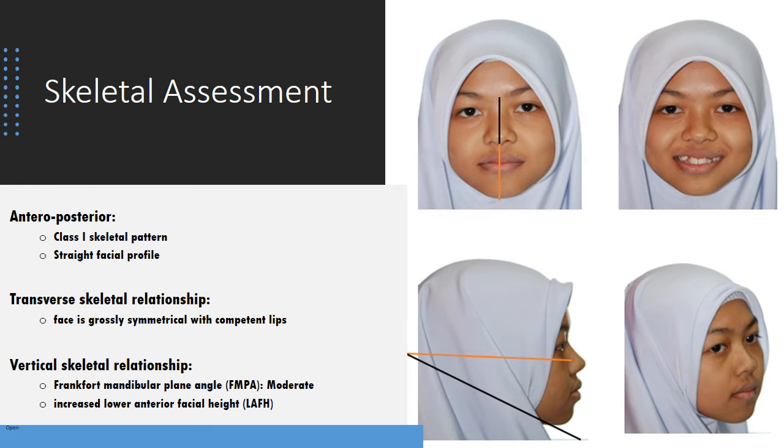Next, skeletal assessment. Skeletal assessment is divided into three parts, which is antero-posterior, transverse skeletal relationship and vertical skeletal relationship. For antero-posterior, the patient has class 1 skeletal pattern, straight facial profile. For transverse skeletal relationship, the patient's face is grossly symmetrical with competent lip. For vertical skeletal relationship, Frankfurt mandibular plane angle for the patient is moderate and she has increased lower anterior facial height.